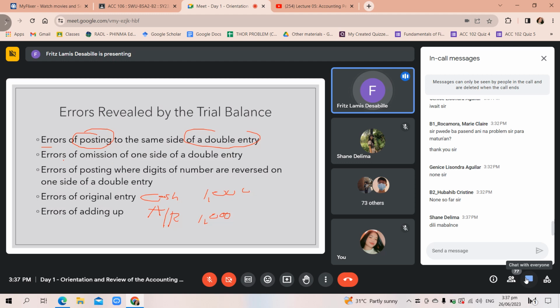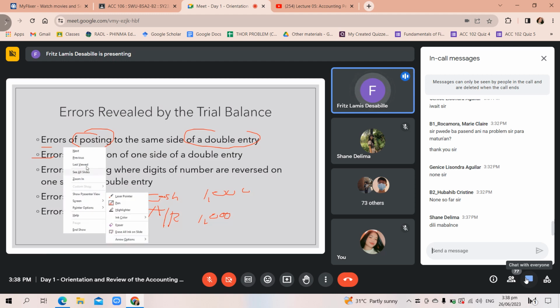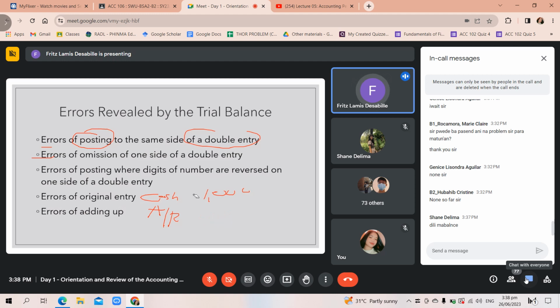Number 2 is errors of omission of one side of a double entry. Say for example, same transaction gihapon. Nag-debit ta og cash, nag-credit tag AR. However, upon our entry, errors of omission, ang gibutangan nato og amounts kay ang cash lang. Ang AR, na-omit na. Wala na na-entry. So nag-debit lang tag cash, 1,000, niya nag-credit tag AR, pero walay amount, so blank.